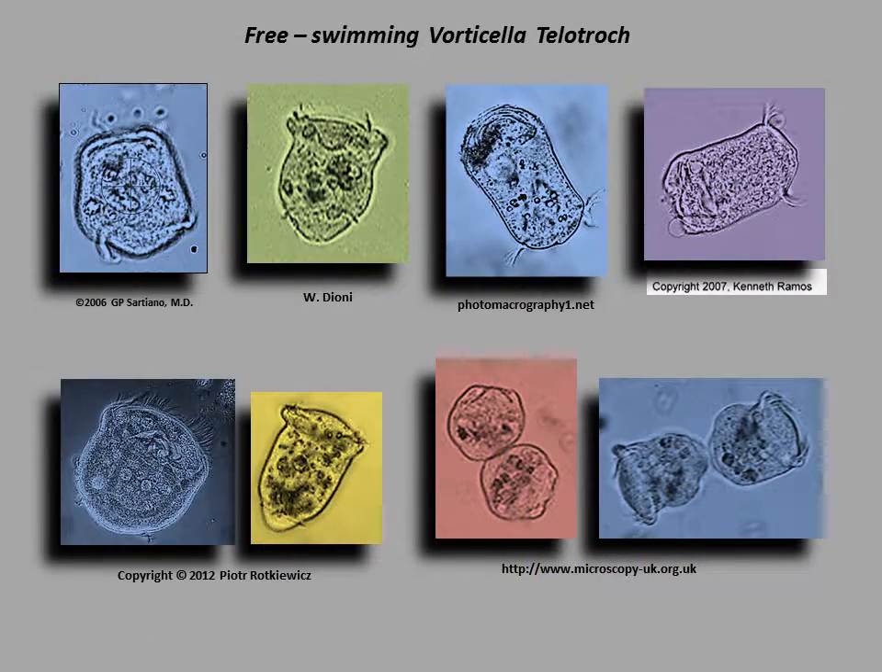There are a number of photomicrographs of the telotroch of vorticella to be found on the internet. The free-swimming telotroch undergoes extensive morphologic change from a semi-rectangular outline to the typical bell-shaped outline of the mature vorticella cell body within a period of a little more than 1 or 2 hours, hence the remarkably varied appearance in the photomicrographs.